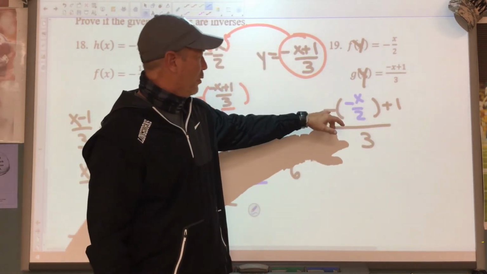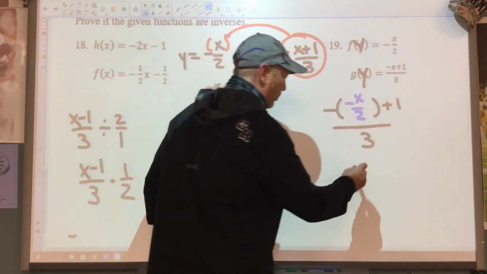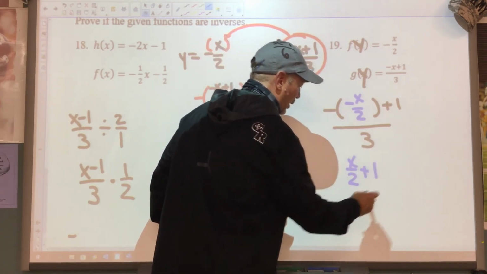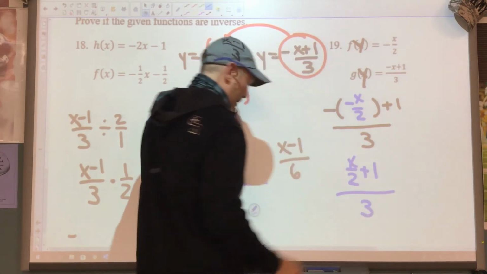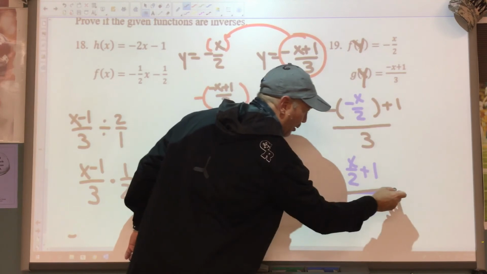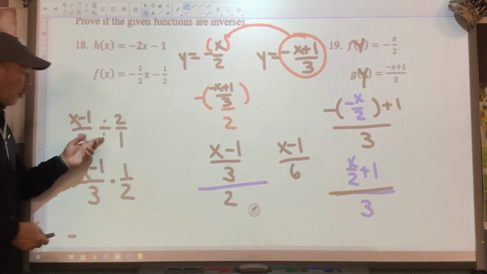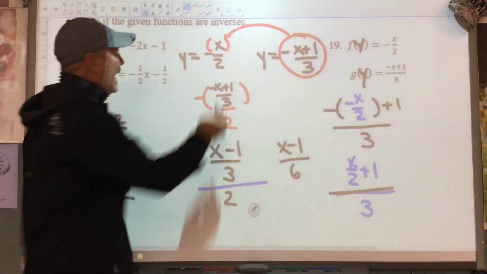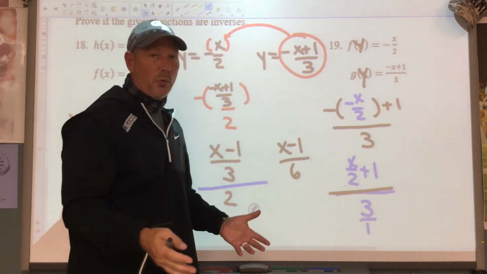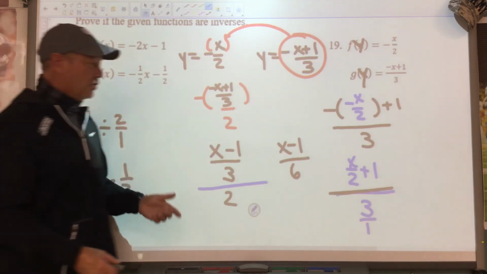All right, so here we go. A negative times a negative is a positive. So we're going to get a positive x over 2 plus 1 divided by 3. Now we have a similar situation. This fraction bar means to do what? It means to divide. But remember, we're not going to divide fractions, because this is actually 3 over 1. 3 is the same as 3 over 1. But are we going to divide fractions? No, we're going to change it to multiplication.